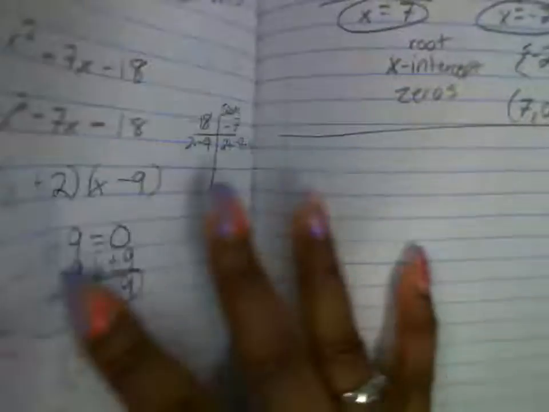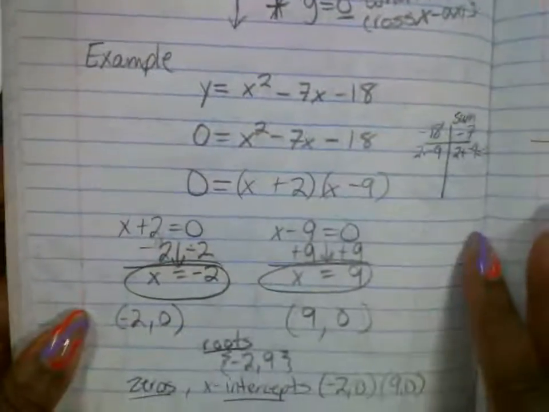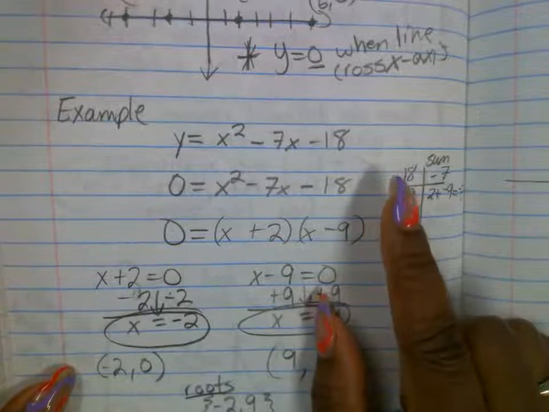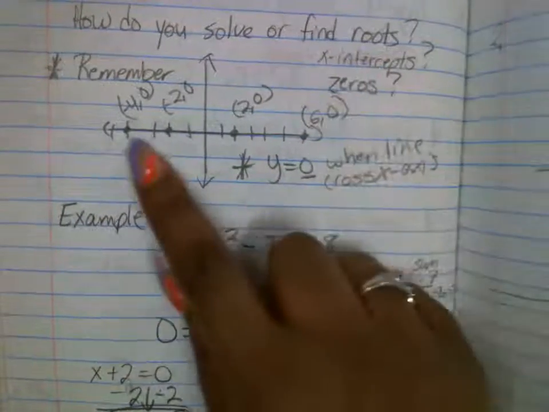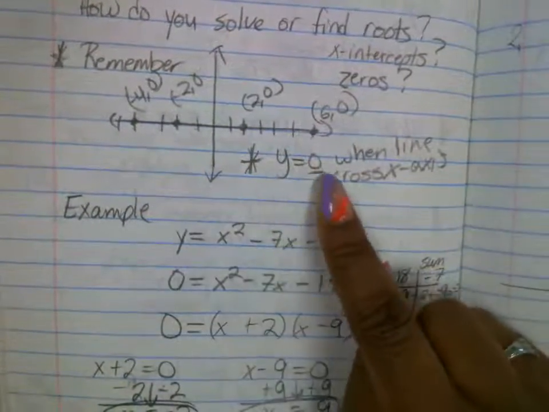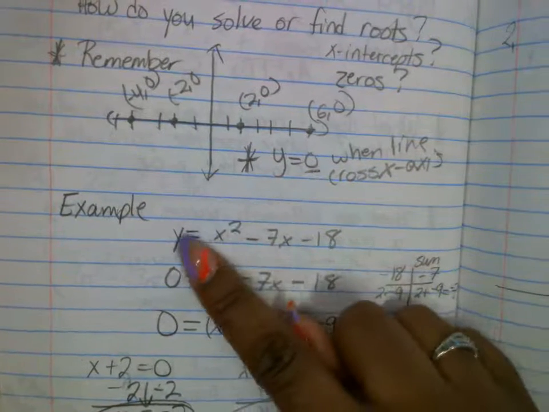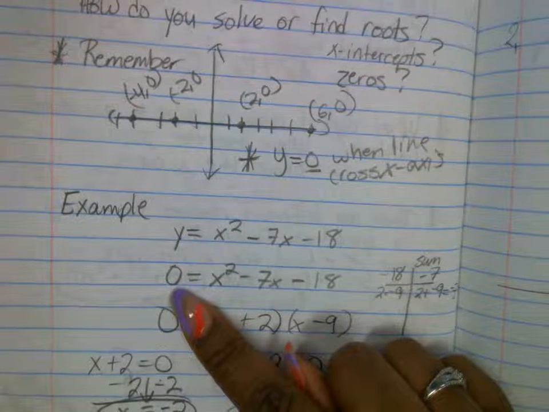All right, so we did an example yesterday. This is what the example looks like. We remember that if it crosses the x-axis, your y is always 0. So where you see y, you're going to plug in 0.